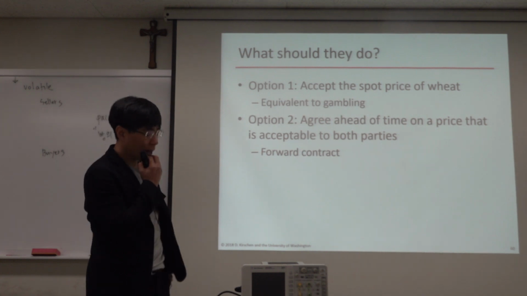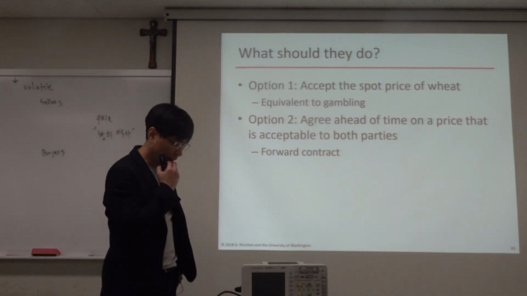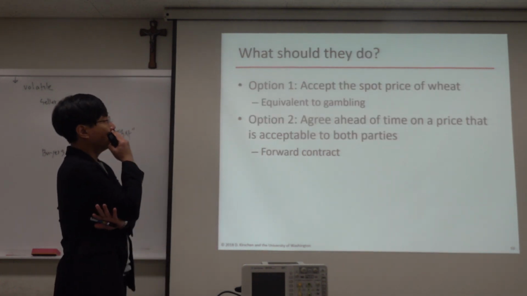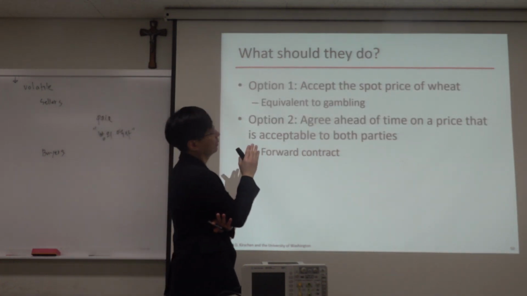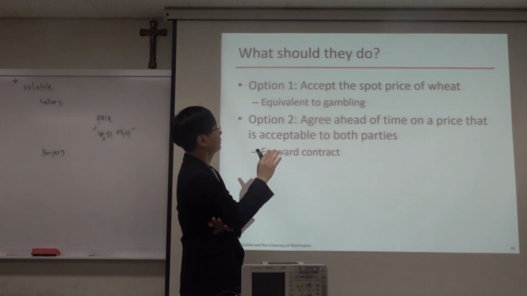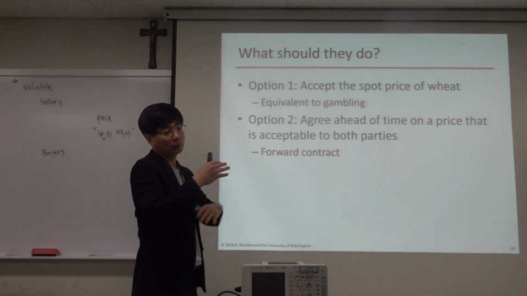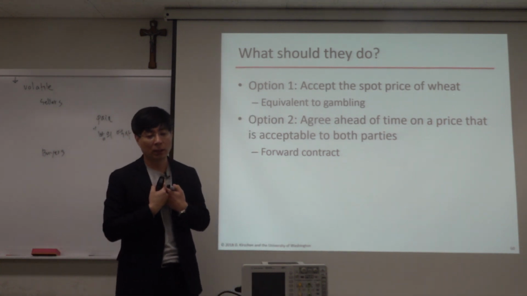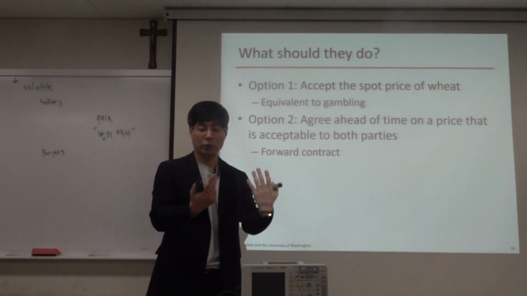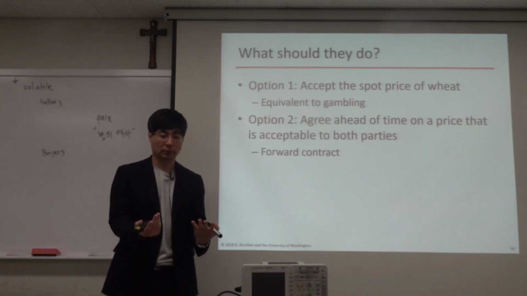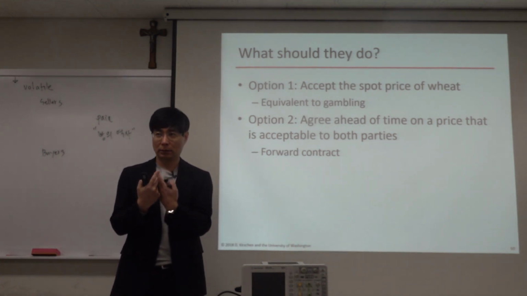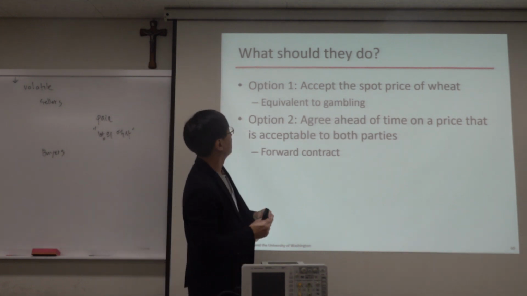So what should they do? Either buyer or seller has this kind of risk. So option 1, accept the spot price of wheat. Well, with some probability, I'm a buyer, I'm a miller, I can buy wheat at a much cheaper price. That is my hope. And this is like a gamble. This is like gambling, okay?